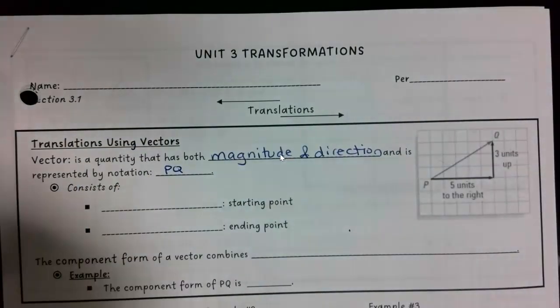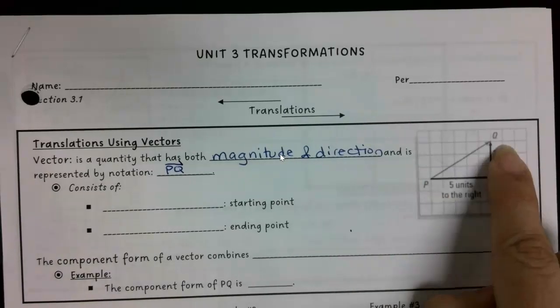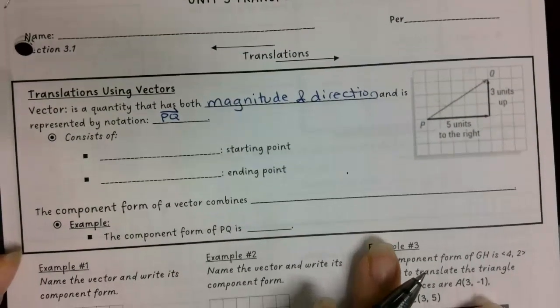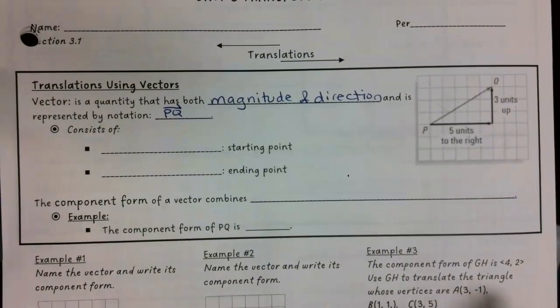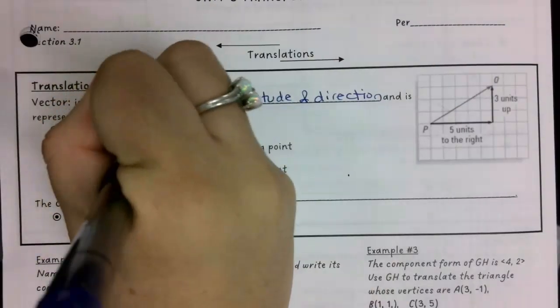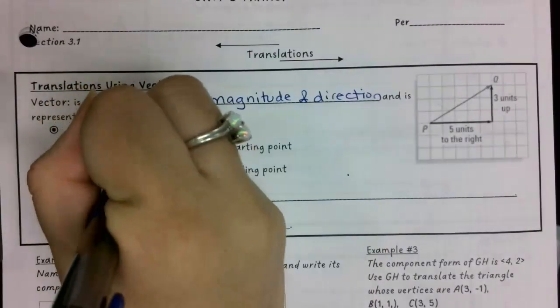So if I'm looking at that picture, I have P and Q. It's going to be kind of like an arrow, but only on the top. So I'm representing from P to Q right here, and it's that notation right there. Okay, so it consists of an initial point, which is where I start, and then a terminal point, which is where I end.